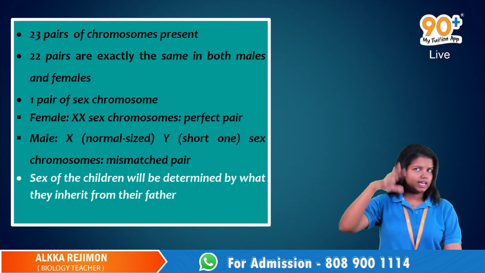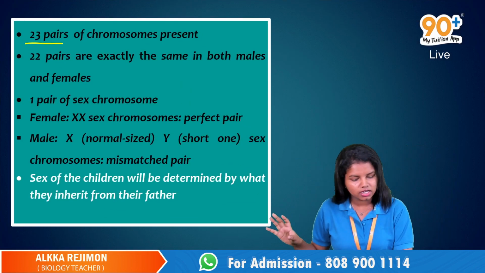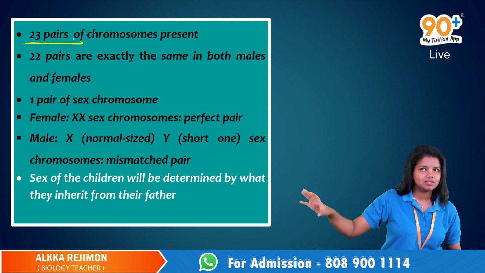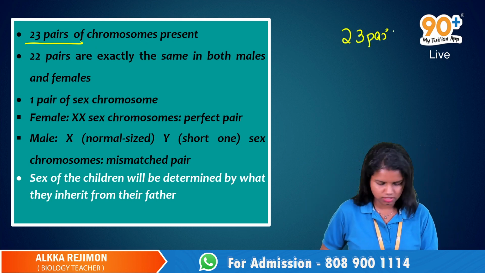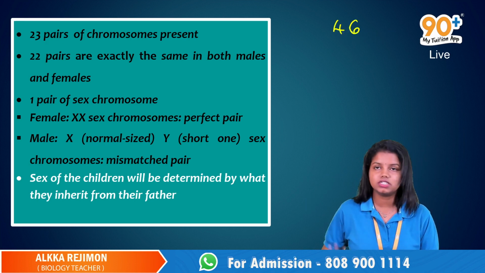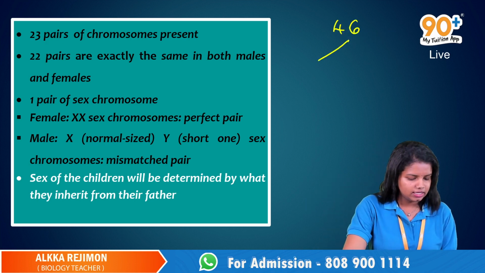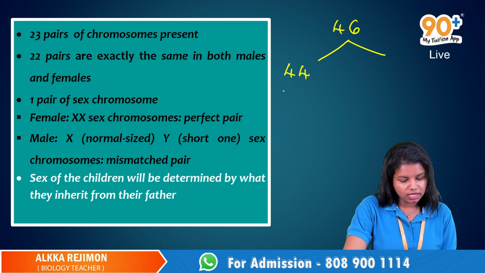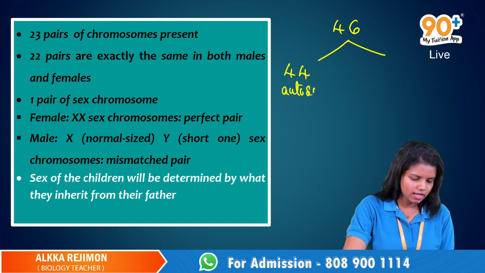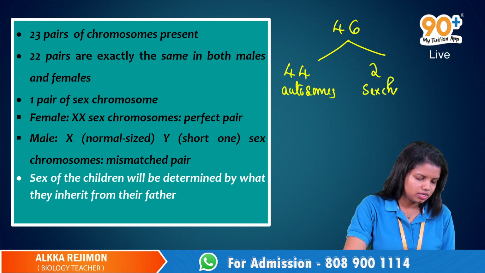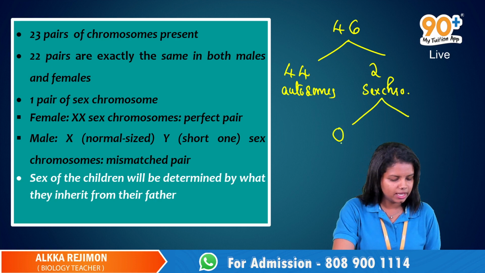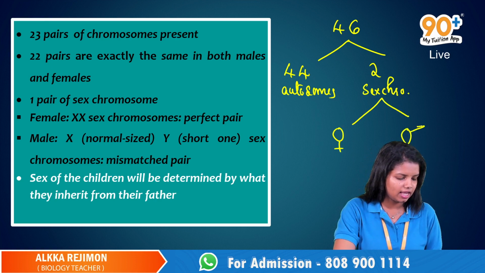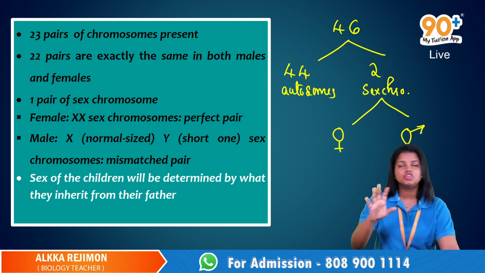And you know the entire story. We have 23 pairs of chromosomes, that is 46. Out of the 46 chromosomes in our cell, there are 44 normal autosomes, and then you have two sex chromosomes. Two sex chromosomes. And these sex chromosomes are different in male and female.